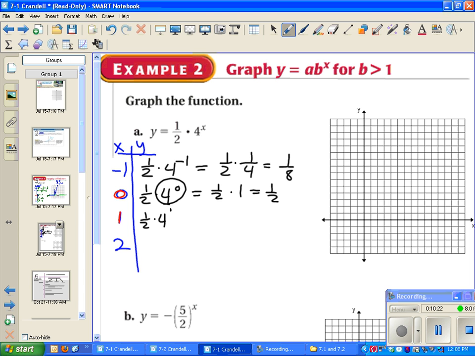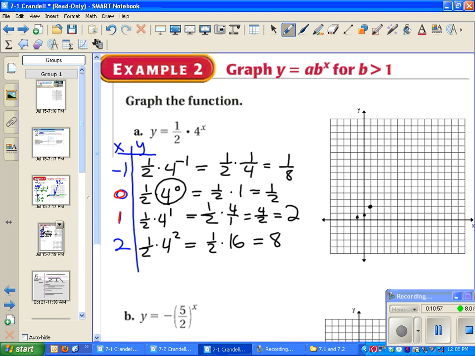1/2 times 4 to the first. That's going to be 1/2 times 4 over 1. If I turn it into a fraction, then we multiply the top with the top and the bottom with the bottom, and we get 4 over 2, which is 2. Then we have 1/2 times 4 squared, which is 1/2 times 16. So half of 16 is 8. So again, a growth function grows very quickly. All right, so when we graph that, -1 and 1/8 is right about there. 0 and 1/2.